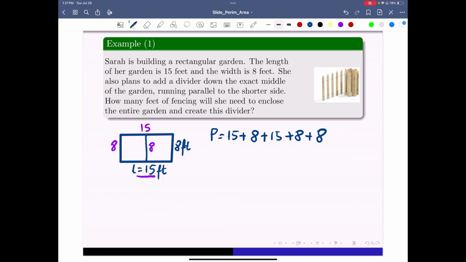If we calculate all of them together, those two would be 30, those two would be 30, plus 3 times 8 is 24. So the total distance should be 54. She would need 54 feet of fencing.